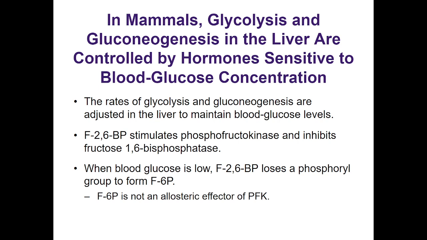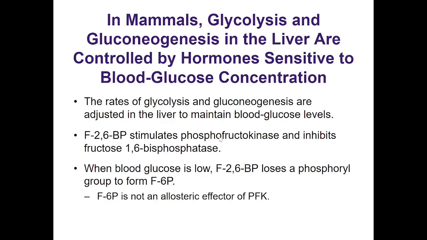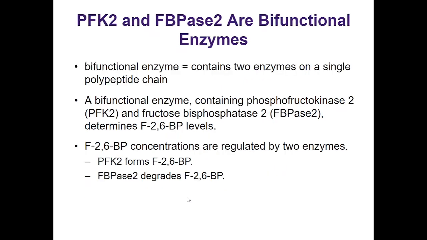The F26BP is going to stimulate the phosphofructokinase. This is going to inhibit the fructose 1,6-bisphosphatase. When the blood glucose is low, your F26BP is going to lose a phosphoryl group. And so instead of F26BP, we're going to just get F6P because we lost one. And the F6P is not an allosteric effector of your PFK. And so it will stop messing with this because the F6P is not one of these, is it? See that? Yeah, we have avoided that, definitely.